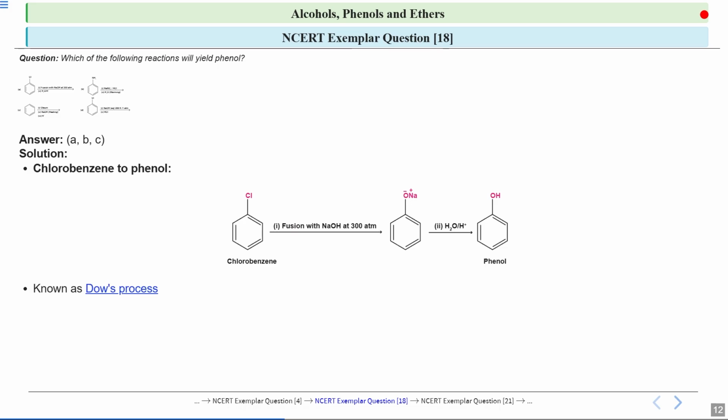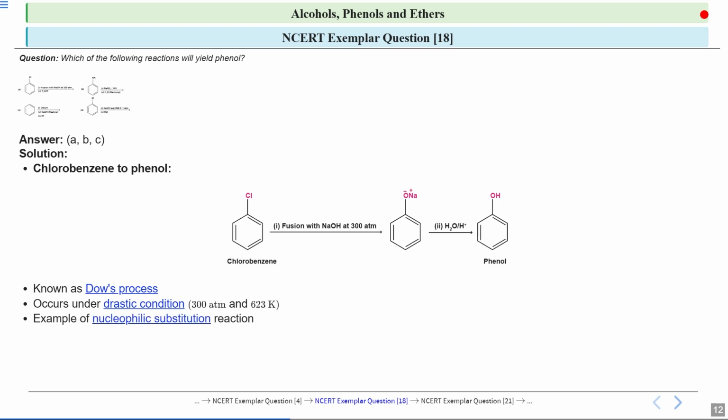This is known as Dow's process. It occurs under drastic conditions, that is 300 atm and 623 Kelvin. These conditions are necessary to facilitate the nucleophilic substitution, as this aromatic ring is quite stable and resistant to reaction under milder conditions. So that is why you need these drastic conditions. Then only your substitution will happen.